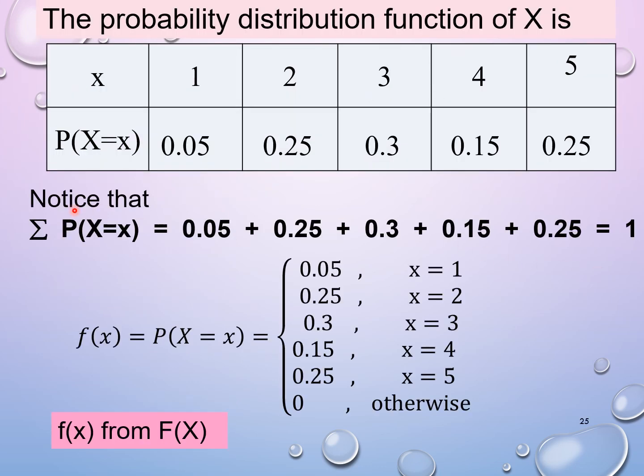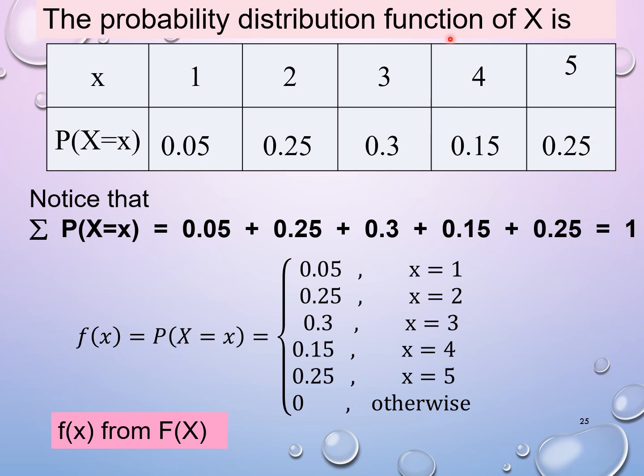Now we can write it in table form like this. The first row is x values 1, 2, 3 until 5, and the second row will be your probabilities of the x values that we counted just now. This one is the one we obtained. Notice that the summation of probability x equal to x must be equal to 1. So if you sum this 0.05, 0.25, 0.3 and up until 0.25, you will get 1.